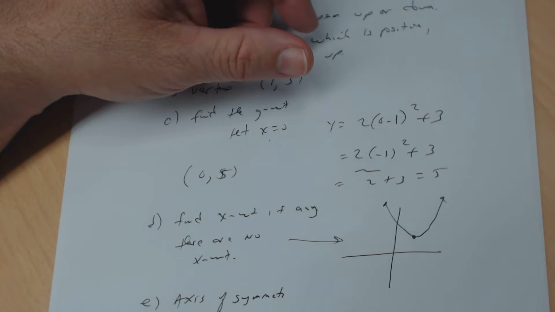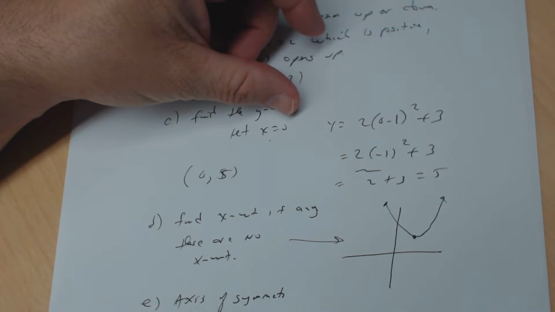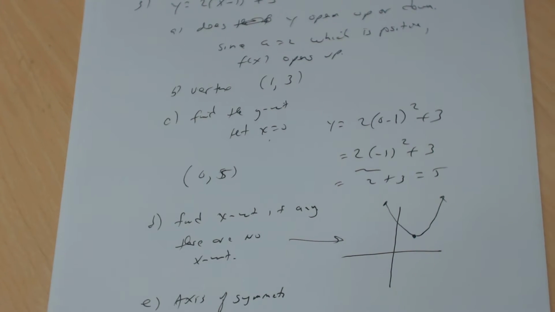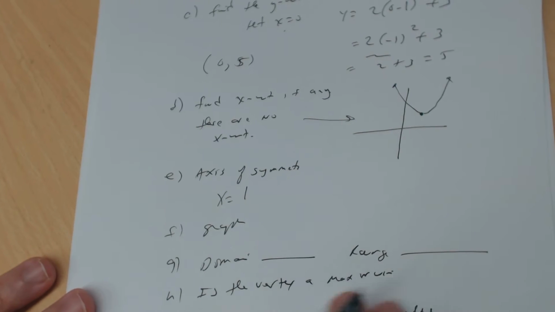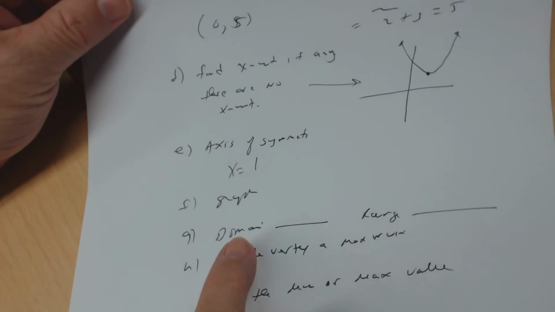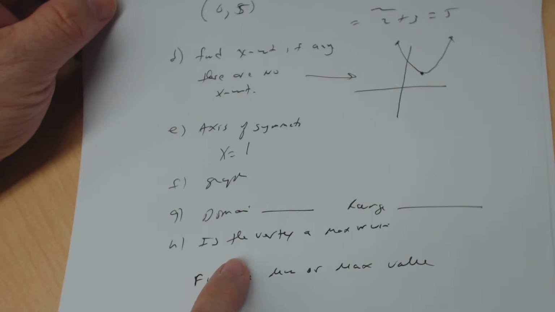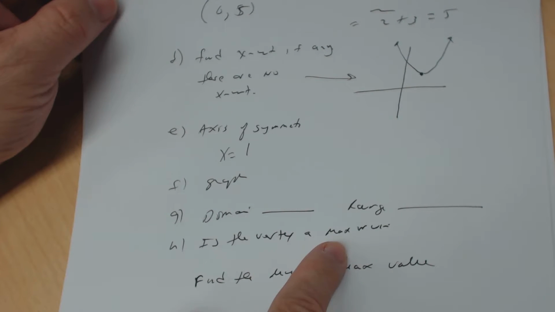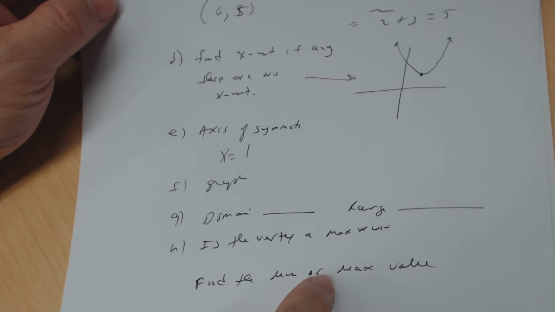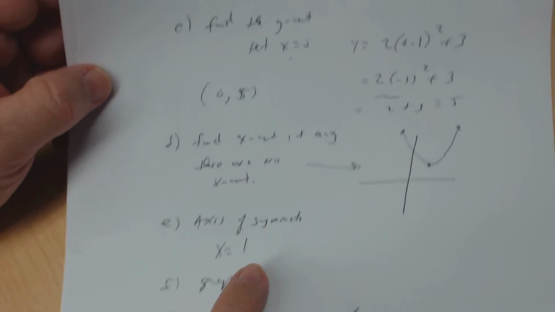Okay. And so then once you've determined if the vertex is a max or min, you want to find that minimum or maximum value. So all this is right here. You haven't seen it. So you can graph and you can find the domain and range, and then you're going to ask yourself, is the vertex a max or min? And then you're going to find the vertex. Okay, so let's go ahead and graph this.